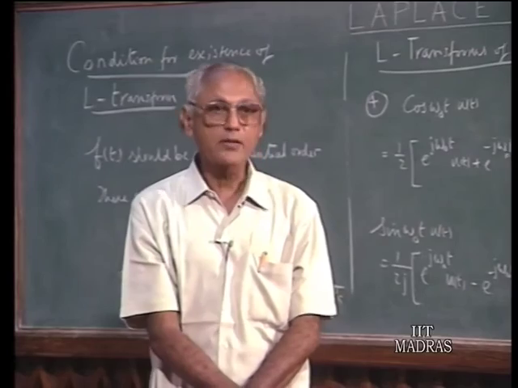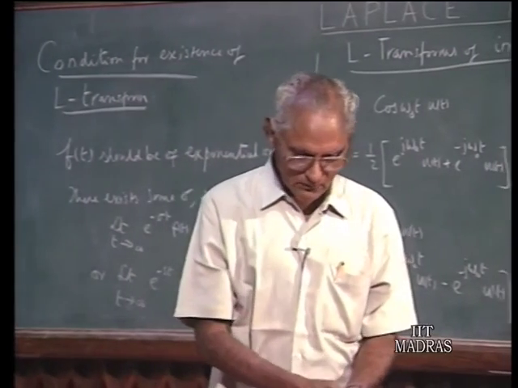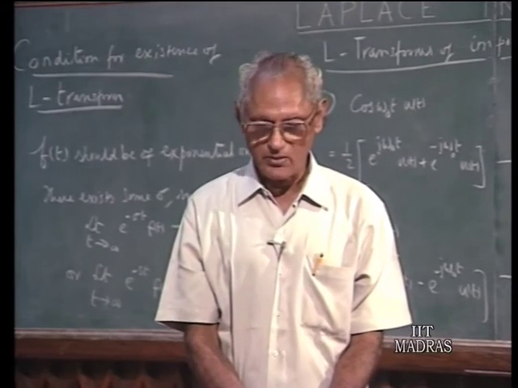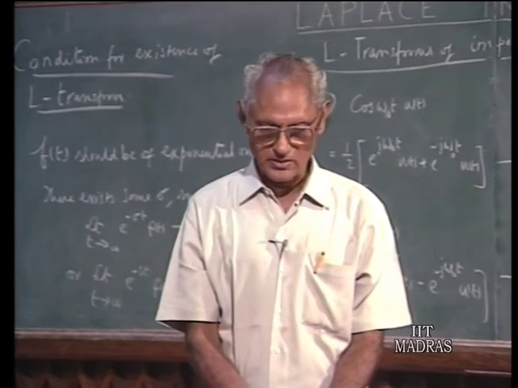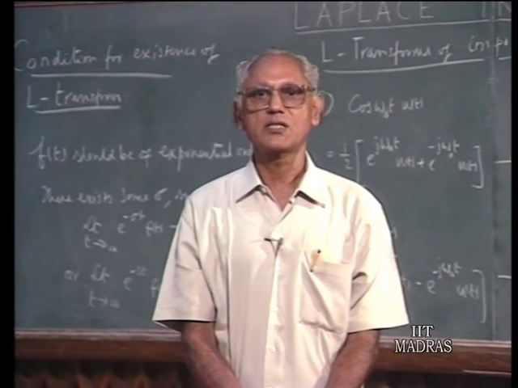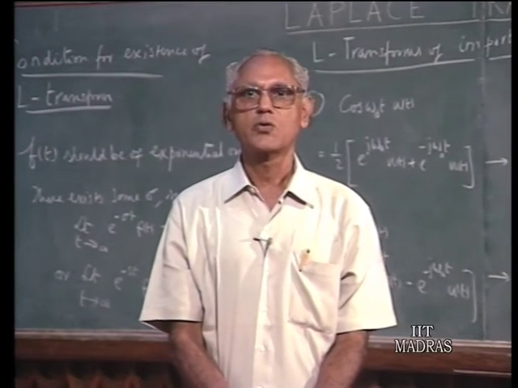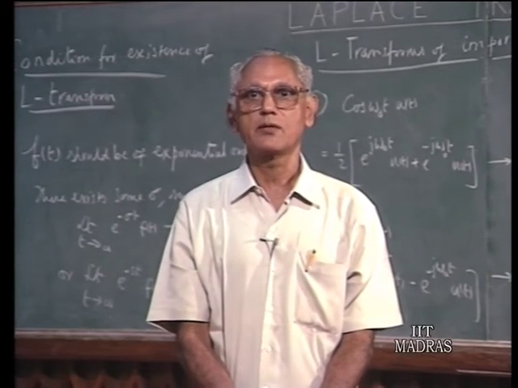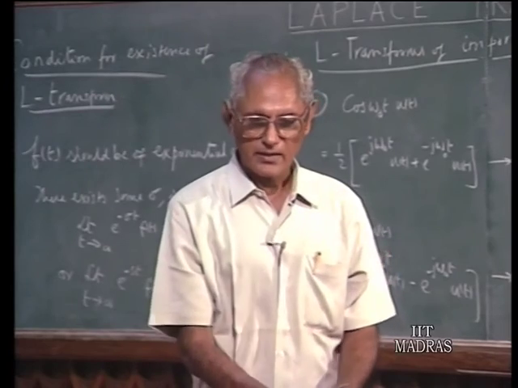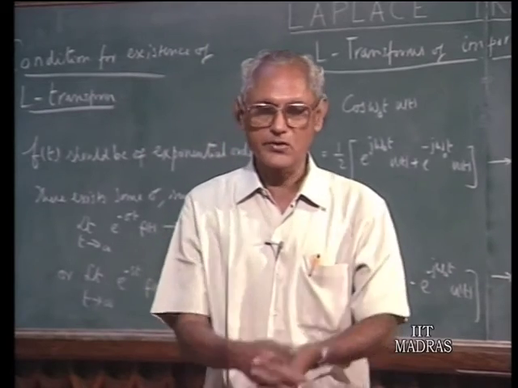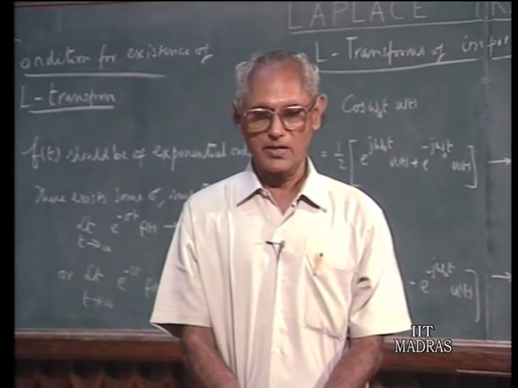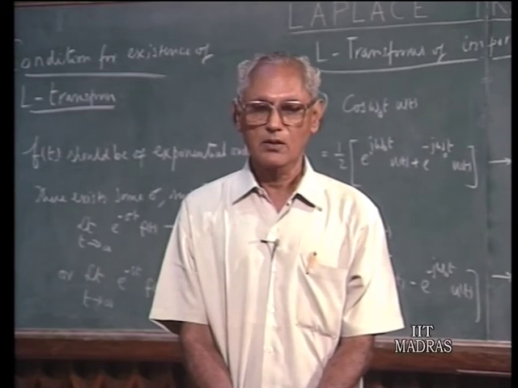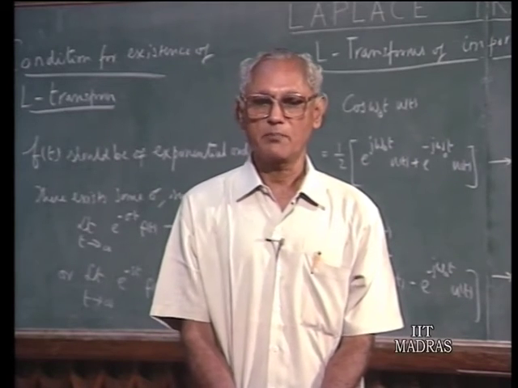To summarize what we have done today: we said that Fourier transforms of certain time functions which grow exponentially do not exist, and to take care of such situations we can think of introducing a convergence factor e to the power of minus sigma t. So, instead of finding the Fourier transform of f of t, we can think of the Fourier transform of f of t e to the power of minus sigma t, and then find the inverse Fourier transform and cancel out this e to the power of minus sigma t, which we introduced in the first place.